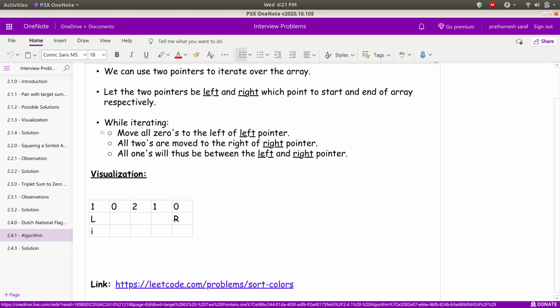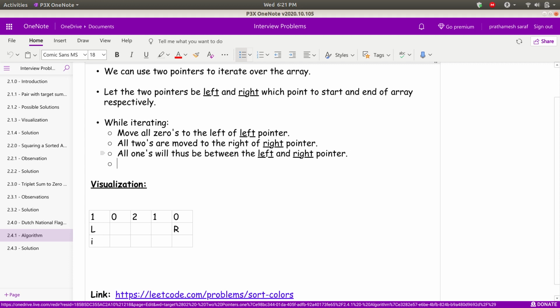While iterating, we will move all zeros to the left of the left pointer and all twos to the right of the right pointer, and all ones will be between the left and the right pointer. So what I mean to say is, before the left pointer we will have all zeros, after the right pointer we will have all ones, and within the left and right pointer inclusive we will have all ones. Okay, I guess I mixed it up, so let me tell it again. Before the left pointer we'll have all zeros, after the right pointer we'll have all twos, and between the left and the right pointer inclusive we'll have all ones.